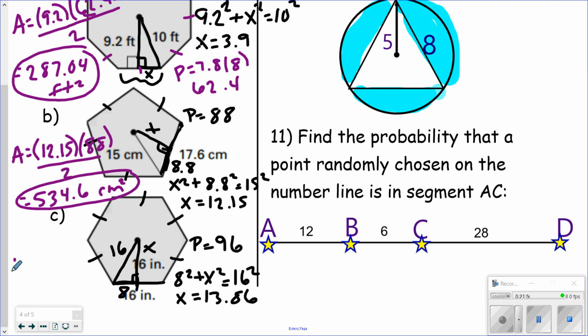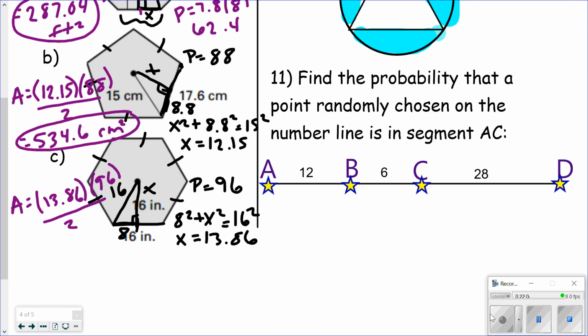So area is equal to 13.86 times 96, divided by 2. And that is equal to 665.11 inches squared.